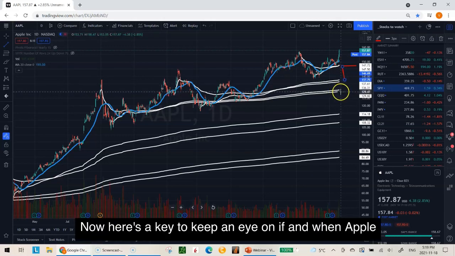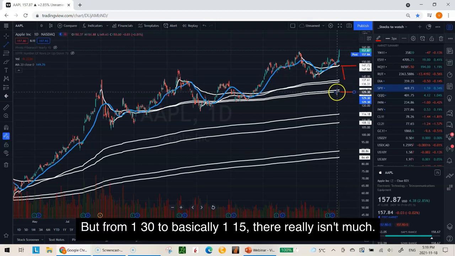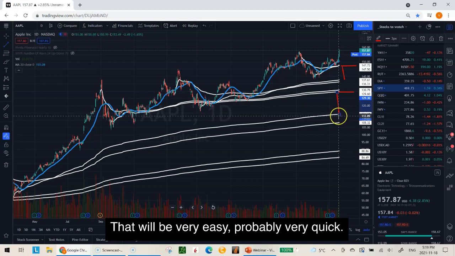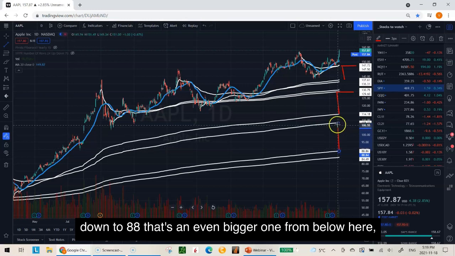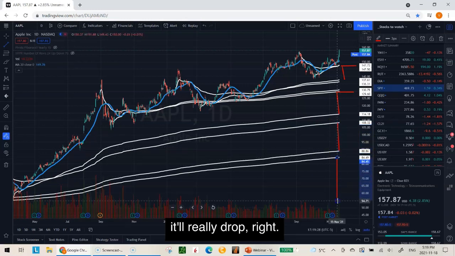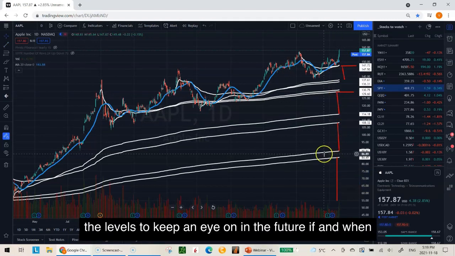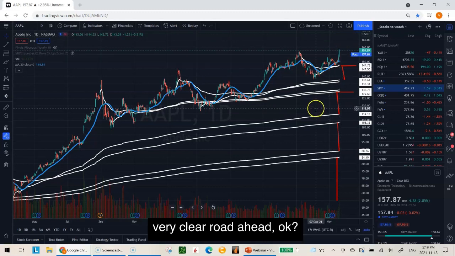Now, here's a key low to keep an eye on if and when Apple turns around and starts dropping. Happens around the 130 mark, right? But from 130 to basically 115, there really isn't much. So that's another 15-point drop that will be very easy, probably very quick. And then again, from the 108-ish area down to 88, that's an even bigger one. From below here, it'll really drop, right? So again, I'm not saying it's going to. I'm saying these are the levels to keep an eye on in the future if and when Apple starts to sell off. For now, Apple looks like it has a very clear road ahead.